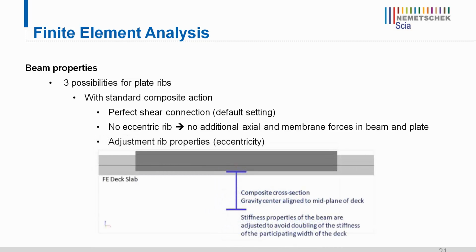And the last one, with standard composite action. In this case, by default, also a perfect shear connection is assumed between the beam and the deck. The plate rib is modelized by a beam without eccentricity. In order to take the composite action into account, the stiffness of the beam is adjusted to take into account the effect of eccentricity and the participating width. In the same way as the so-called advanced model, the internal forces for the composite checks will be obtained by integrating the calculated stresses in both the steel beam and the deck.